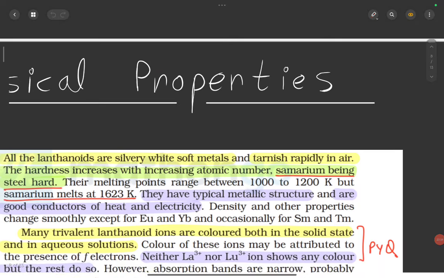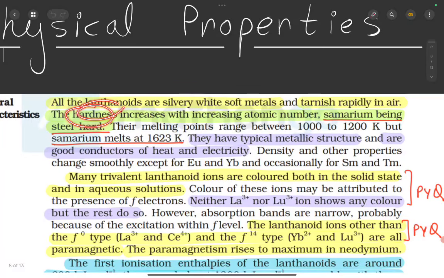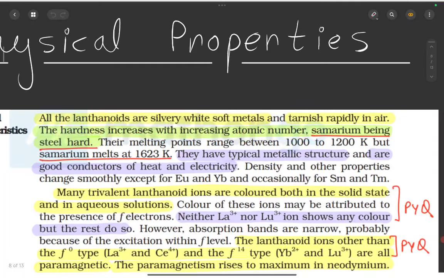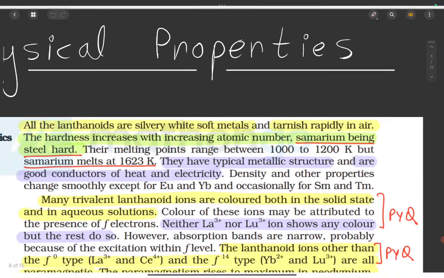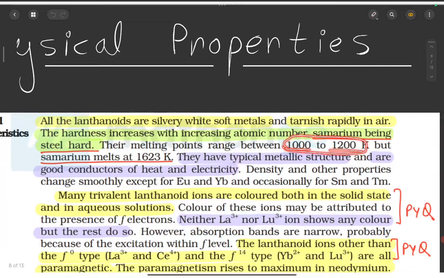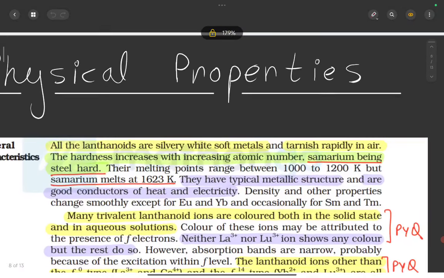Let's continue. So, they tarnish rapidly in air and they're very hard. Their hardness increases with atomic number, and samarium, Sm, is very hard, like it is as hard as steel. Their melting points are between 1000 Kelvin to 1200 Kelvin, but samarium melts at 1623 Kelvin. Again, you can use this as a link.